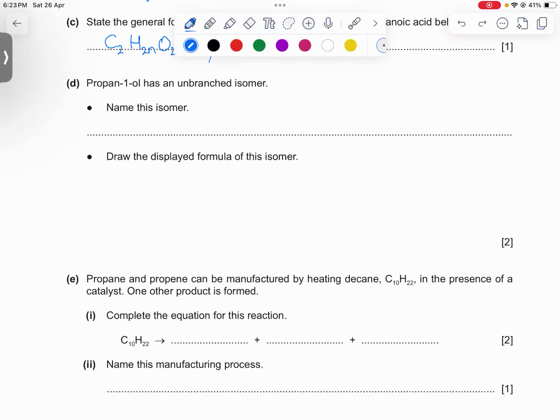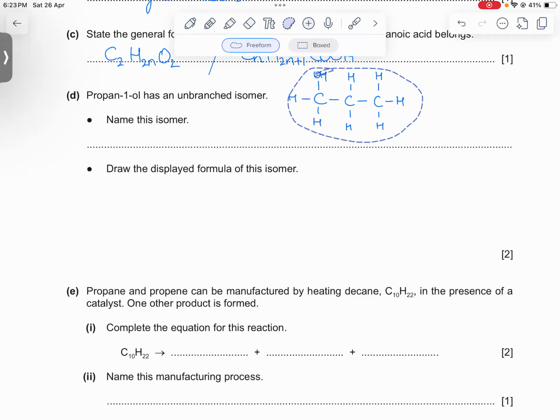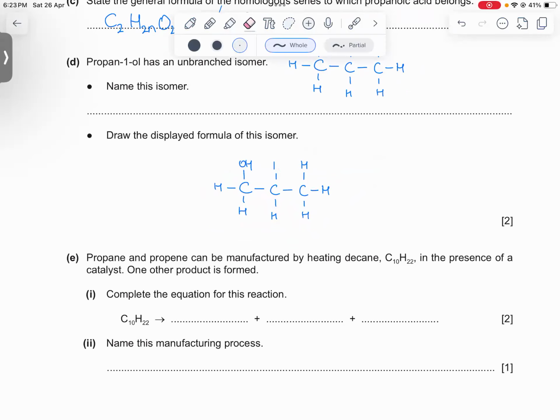Next, propan-1-ol has an unbranched isomer. Name this isomer. First we have to draw propan-1-ol to see what it looks like. Propan-1-ol has OH on the first carbon, and all the others are hydrogens. So the isomer we could observe could be one in which there is a switching of the functional group.